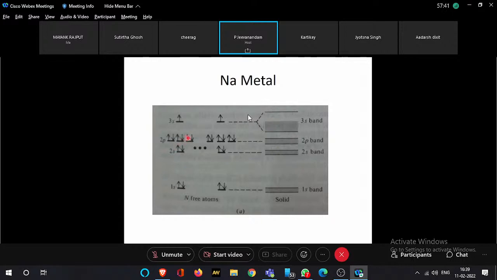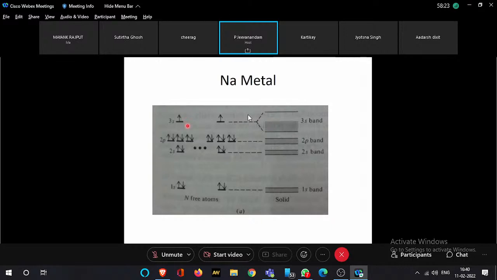They will not be affected much, but the 3s will be affected more because it is involved in the bonding. You can see that for 3s they have written something different. When you come to 1s, 2s, 2p, they put a parallel dashed line, just to indicate that the core level energies do not change much when you go from free atoms to the solid. But the valency orbital energy, the 3s band energy, will be different compared to the 3s atomic orbital energy in a free sodium atom.